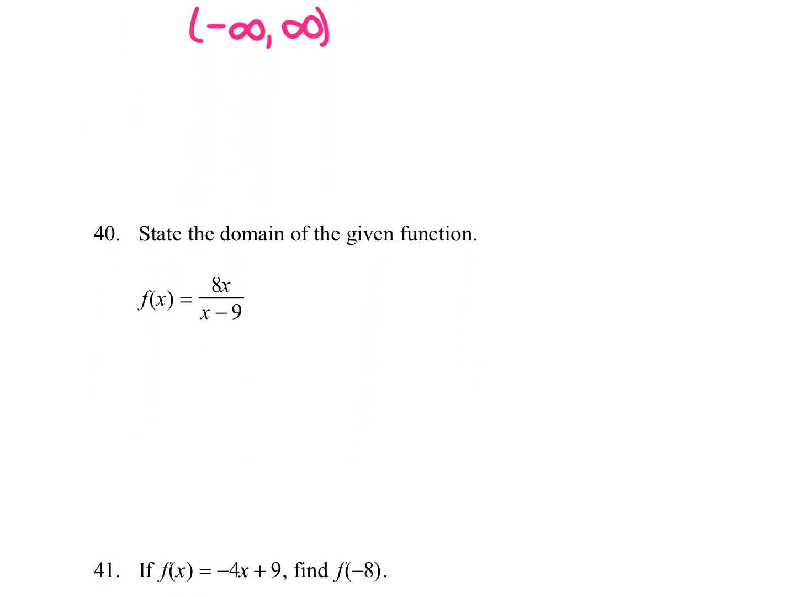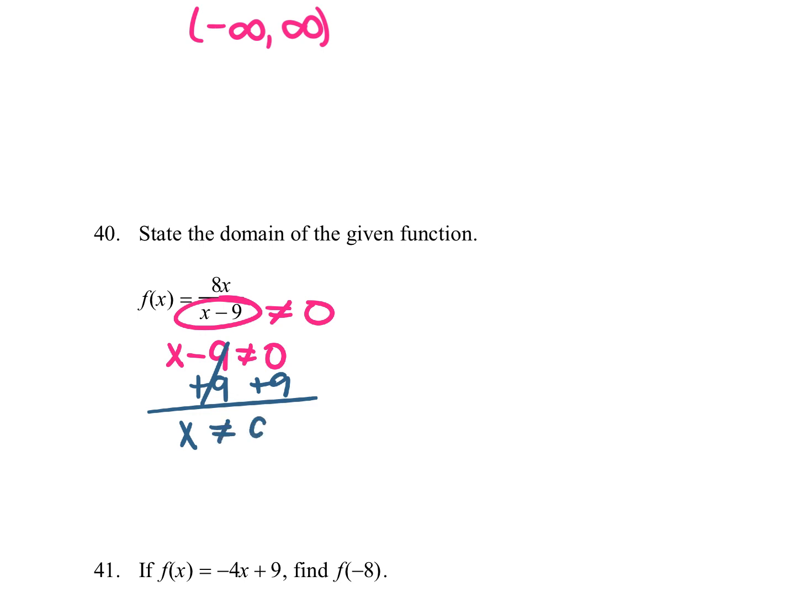For 40, since x is in the denominator, you take the denominator, set it not equal to 0, and solve. So you have x minus 9 is not equal to 0. You move your 9 over by adding it to both sides. You have x cannot equal 9.